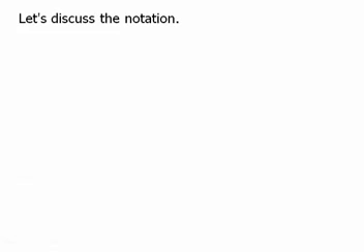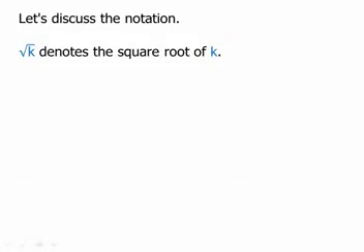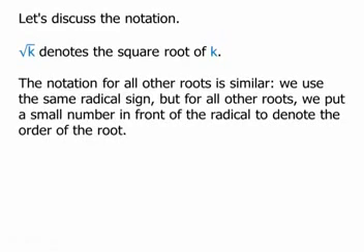So first of all, let's talk about the notation. Square root of k, radical k, denotes the square root of k. The notation for all other roots is similar. We use the same radical symbol, but for all other roots, we put a small number in front of the radical to denote the order of the root. In other words, are we taking a cube root, a fourth root, a fifth root, etc.